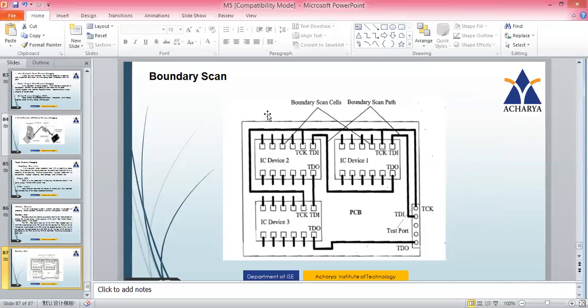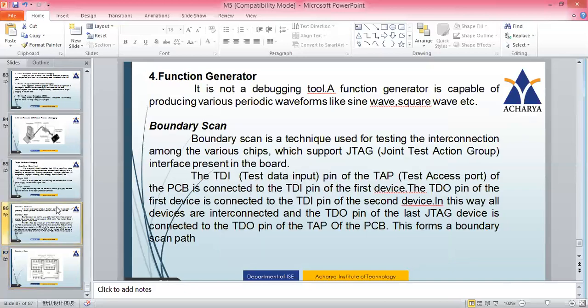So this is one of the techniques used for debugging, called boundary scan, developed with the support of JTAG. What is JTAG? Joint Test Action Group. This is usually the name that is given, the JTAG interface. Almost all the recent systems are coming with the JTAG interface for debugging.